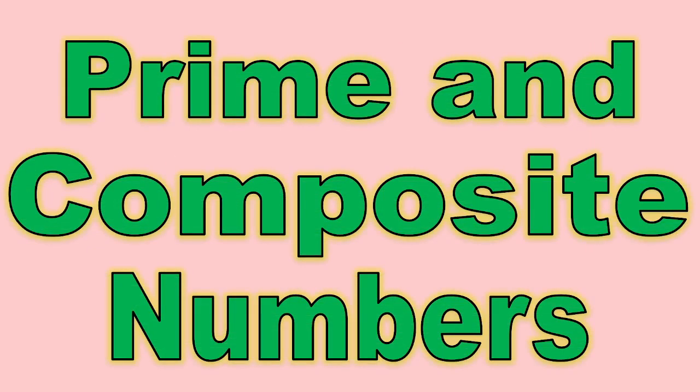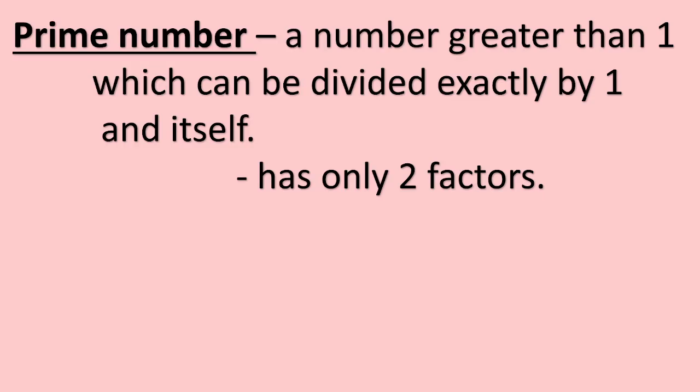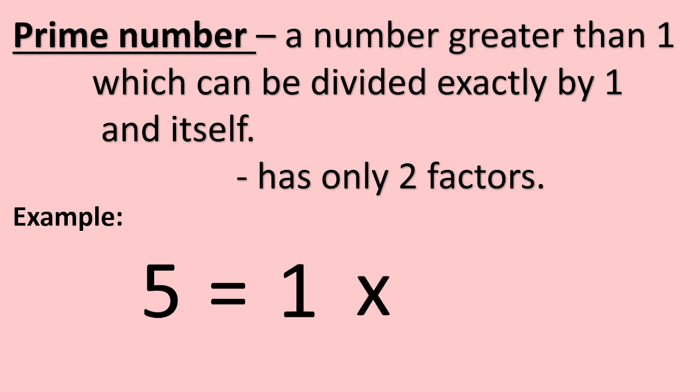Today, you are going to learn about prime and composite numbers. Prime number, a number greater than 1 which can be divided exactly by 1 and itself, and it has only two factors. Example: 5. 5 is a prime number. The factors of 5 are 1 and 5. 5 can be divided exactly by itself and 1.